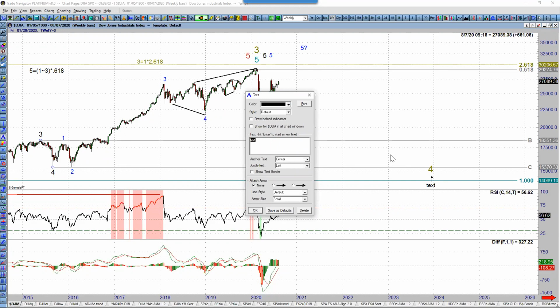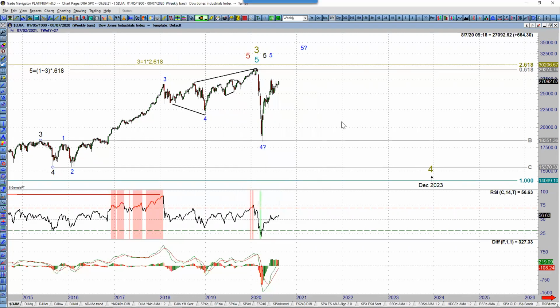You take just a regular wave counter, and if they aren't using any additional tools, cycle tools, in my opinion, they are leaving themselves open to allowing a bullish bias or a bearish bias to make their way into their wave counts.